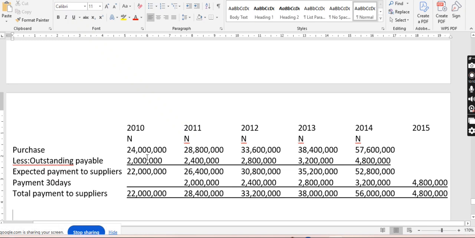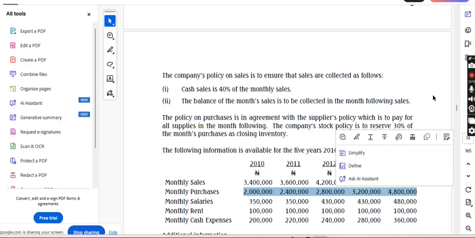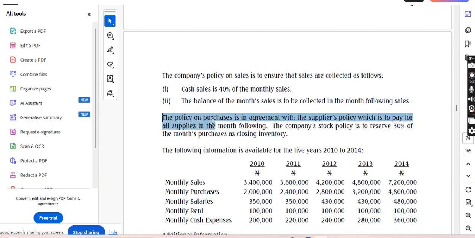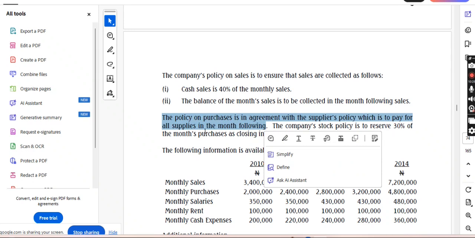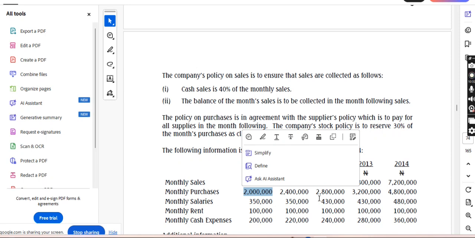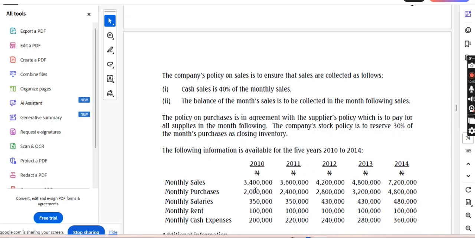Please, can you throw more light on this payment, 30 days again? Did you see the company policy here, which is that all suppliers are paid in the month following? It means the monthly purchases will be paid in the month following. That is 30 days. What is the year following 2020? It is 2021.